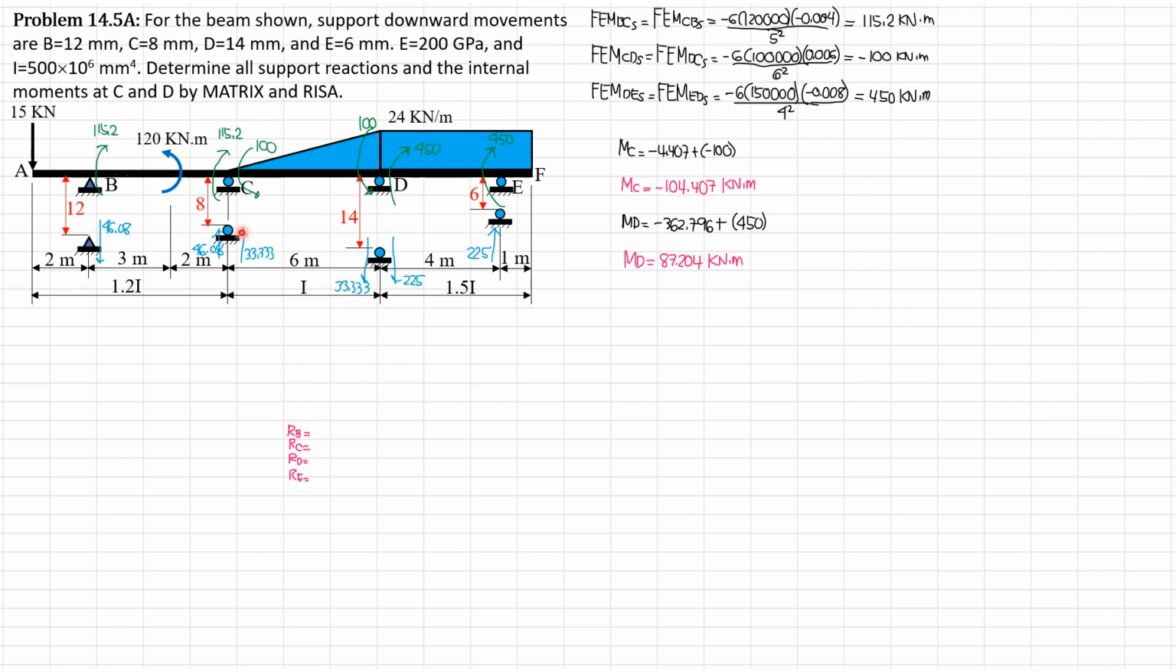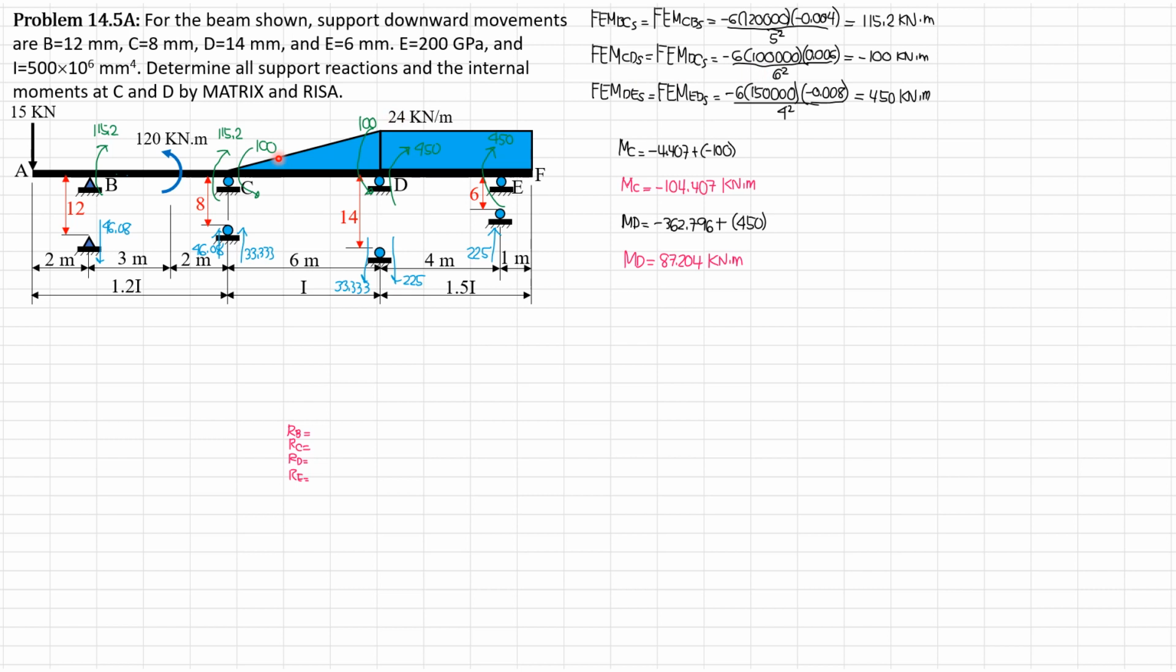Rotation of chord BC is counterclockwise. 12 minus 8 is 4 mm, that's delta. So delta, which is 4 mm, is treated negative. So negative 6, 120,000, negative 0.004 meter, which is delta, over 5 square. So we have 115.2 kilonewton meter positive. And if it is positive, it is clockwise, as shown here, 115.2.